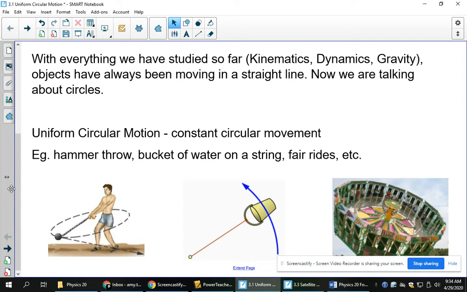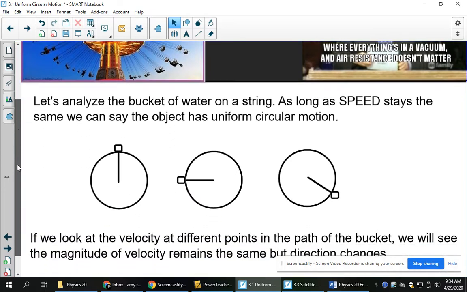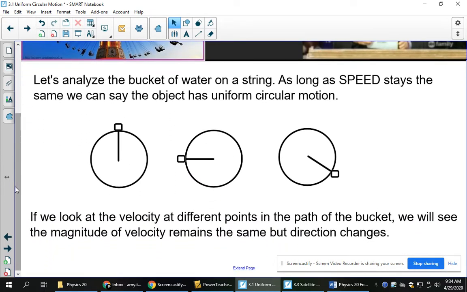So here's a few examples. A hammer throw, a bucket of water on a string, fair rides that send you in a circle really fast. All of those are examples of uniform circular motion. We're taking a look here at the bucket of water on a string. As long as speed stays the same, we can say the object has uniform circular motion. So again, uniform motion, constant speed. If we look at the velocity at different points, we'll see that the magnitude of velocity stays the same because it's uniform motion, but direction changes.